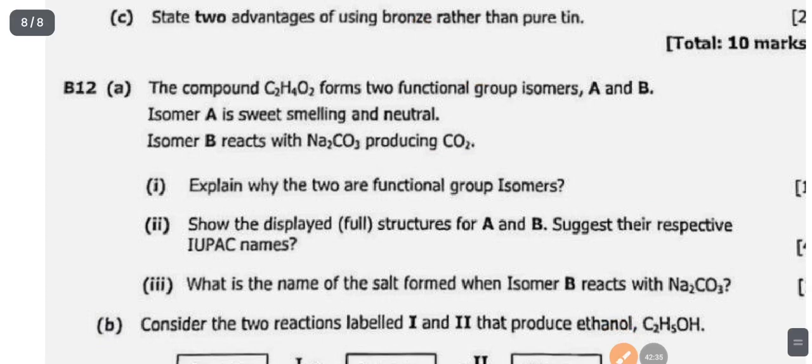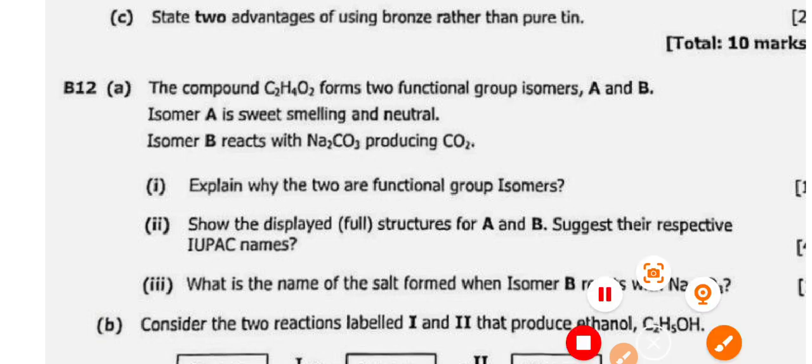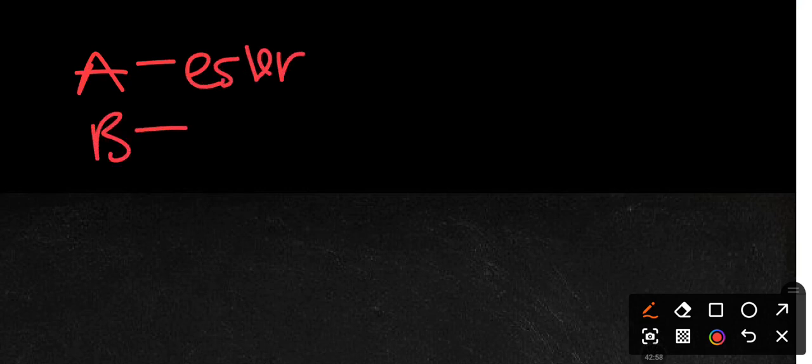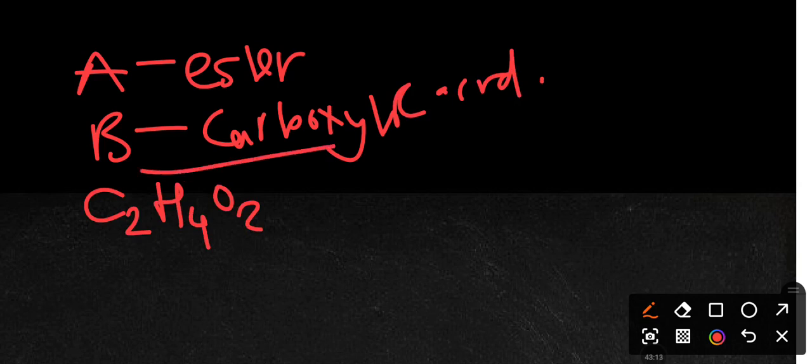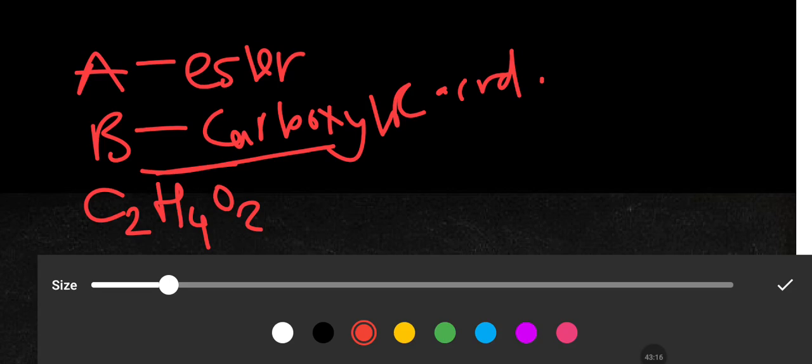Question 2. Show the displayed full structures for A and B. Suggest their respective IUPAC names. Alright. So we say that A is an ester and B is supposed to be a carboxylic acid. C2H4O2. The diagram that would be easier to draw is the carboxylic acid, so let's start with that.